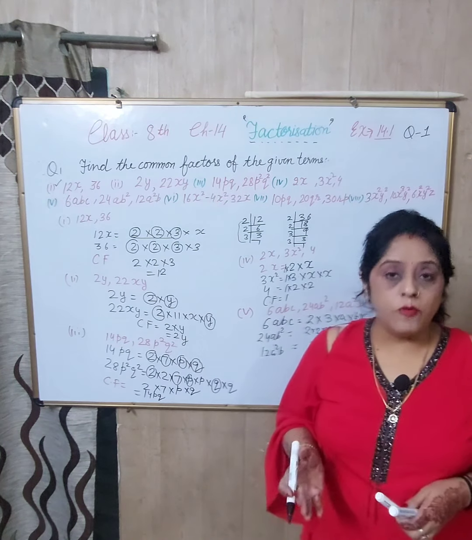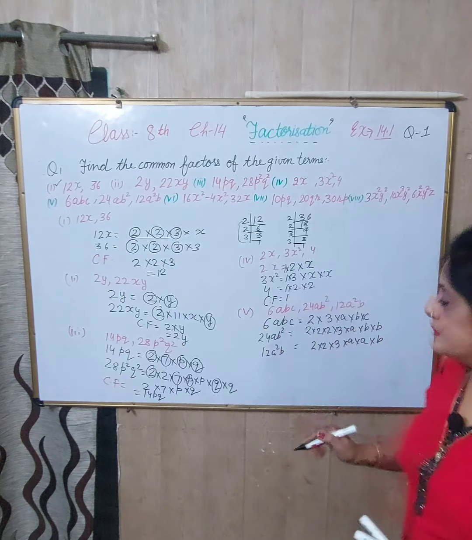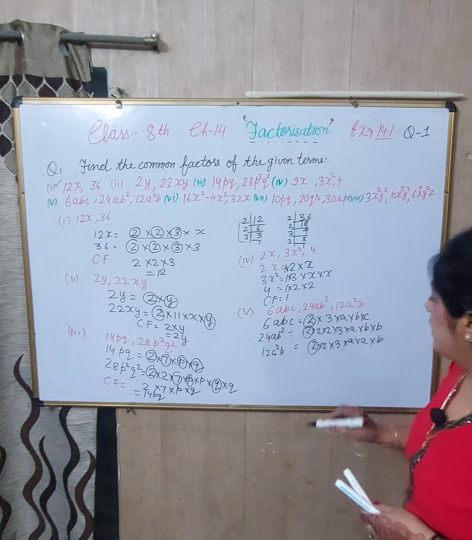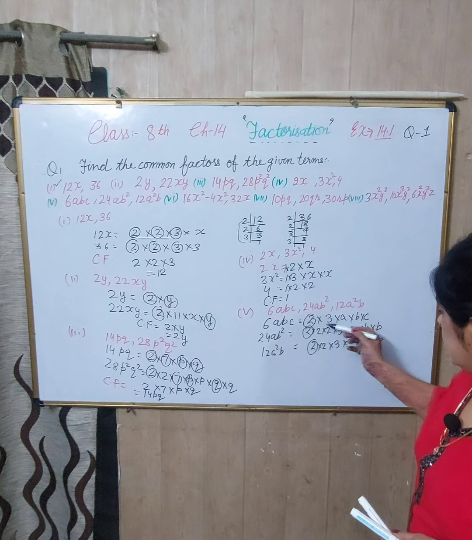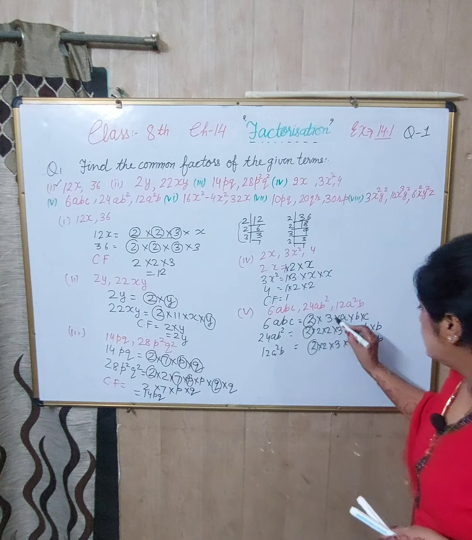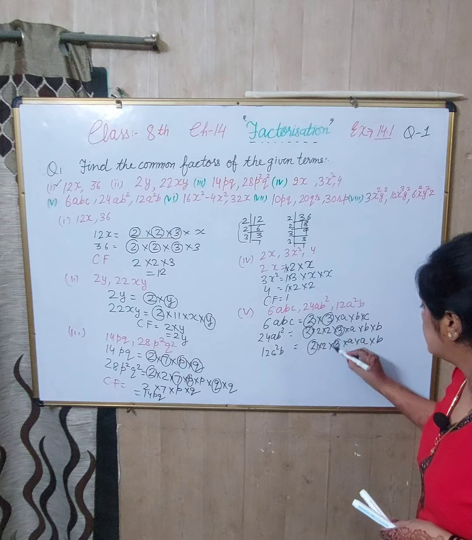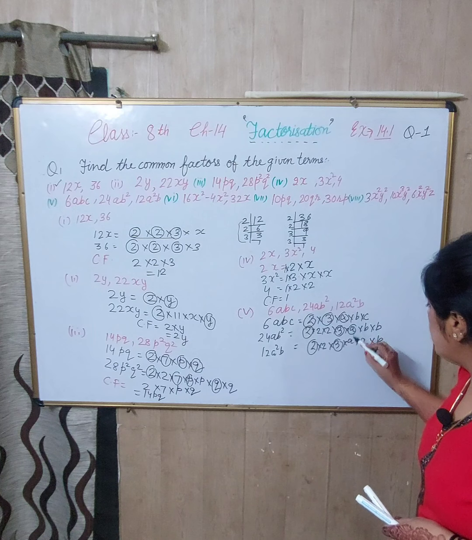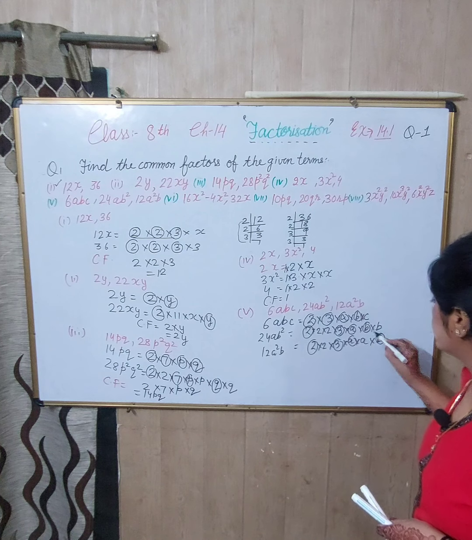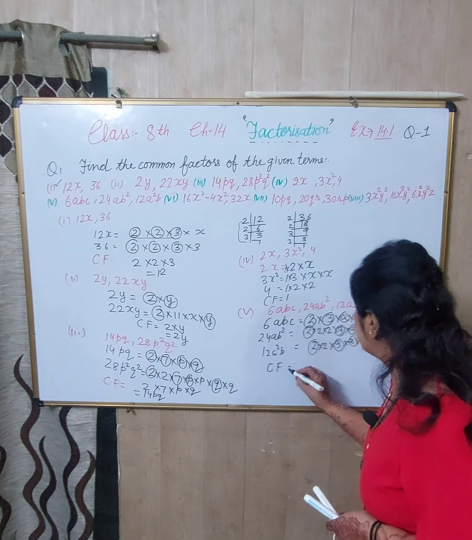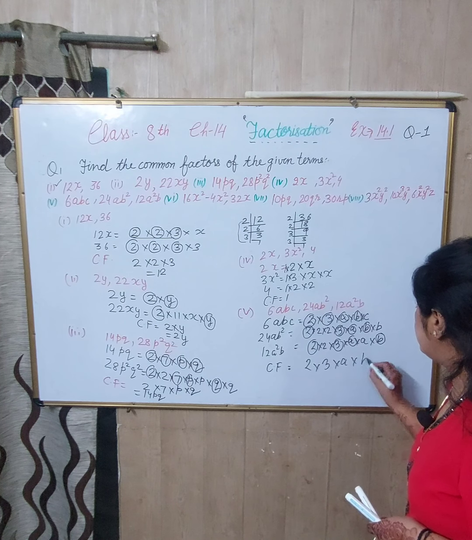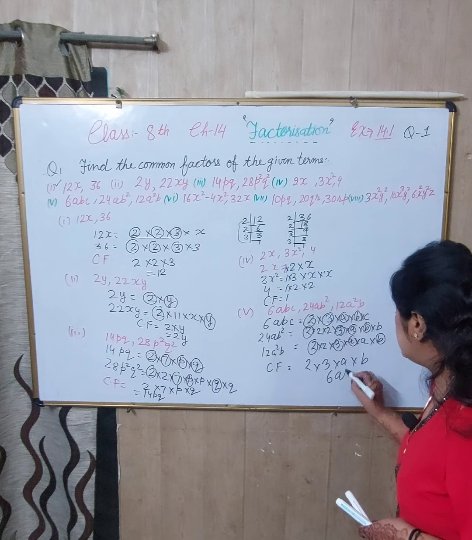Now you have to take what is common to all three terms. Here 2 are there, but here not, so we can't take. Common should be in all three terms. 3 is common, a is common and b is common. The common factor will be 2 multiply 3 multiply a and multiply b, 6ab.